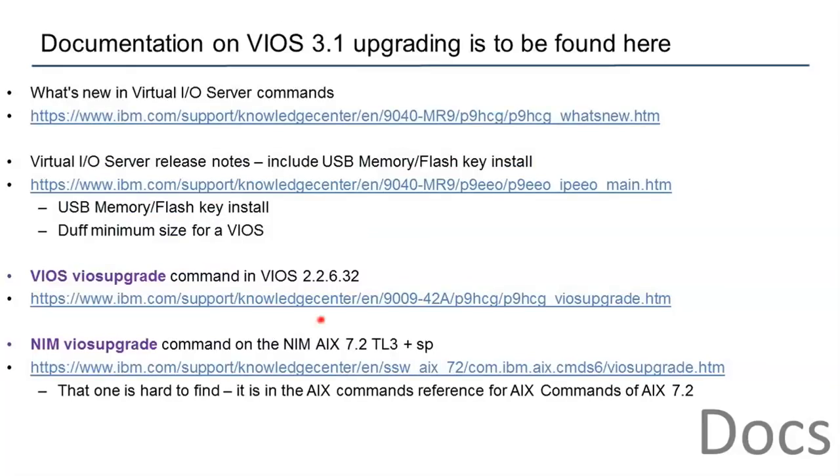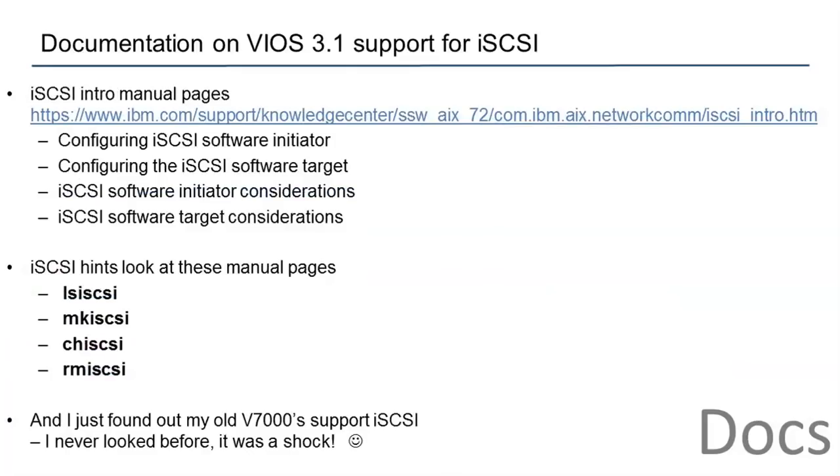Then these are the two variations of the same command in two different places, and the NIM one took me about 3 hours to actually go and find. It's in the AIX documentation for that particular release. So that's a quick link to get you there. If you're interested in the iSCSI things, then just a link in here about an intro. It's got various sections in here, and these are the manual pages you have to go and look at. So you've got a starter pack now. You can actually go and look at something to work out how to do that.